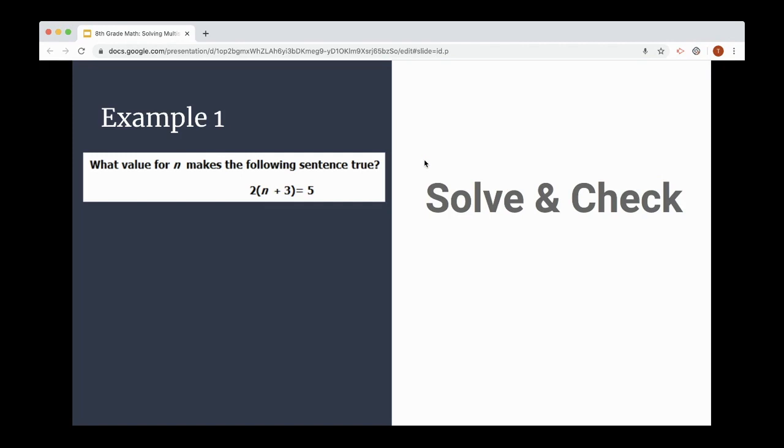So example 1 says, what value for n makes the following sentence true? You have 2 times the quantity of n plus 3 equals 5. So remember here, you're going to have to start by doing the distributive property. Go ahead and pause the video so that you can solve and check your work.